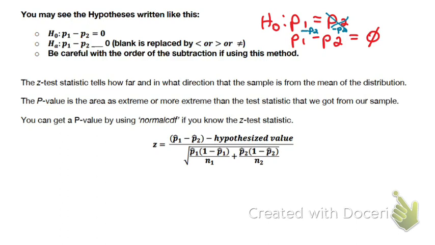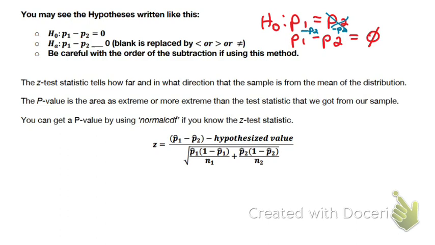Think of it this way as well. Let's say the proportion in the first population is equal to the proportion in the second population. Then what is the difference in their proportions? 0. If they have the same proportions, then their difference would be 0. So that's why these are equivalent.